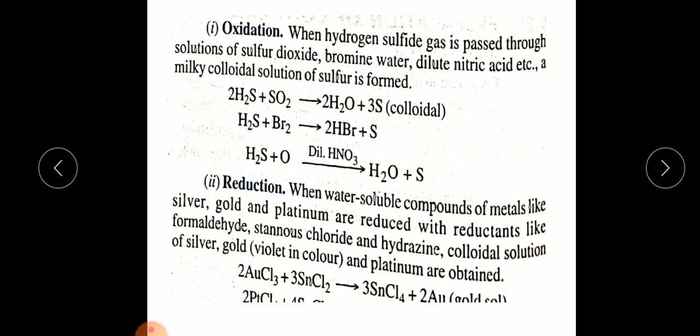Other methods we have are oxidation. For example, hydrogen sulfide when treated with sulfur dioxide will form colloidal sol of sulfur. Similarly, H2S can react with bromine to give colloidal solution of sulfur. In reduction, when gold chloride, AuCl3, is treated with stannous chloride, it forms the colloidal solution of gold, Au. That is the reduction.